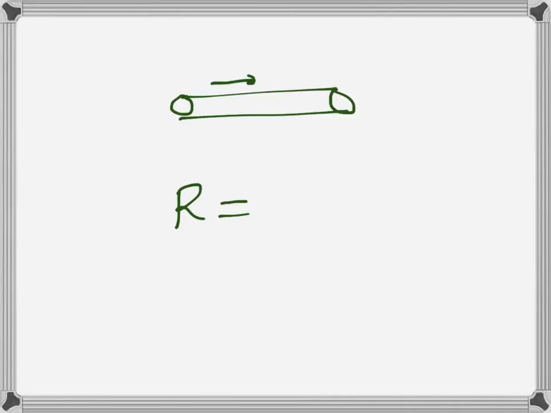So resistance is given by R is equal to rho times L over A. Now rho is the resistivity of the material. It is called resistivity, so it's the material property, whatever it is. Copper has a certain resistivity, aluminum has a different resistivity. Copper has less resistivity, actually it's the best conductor.